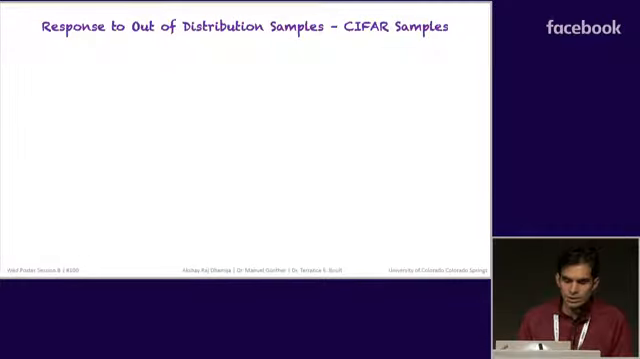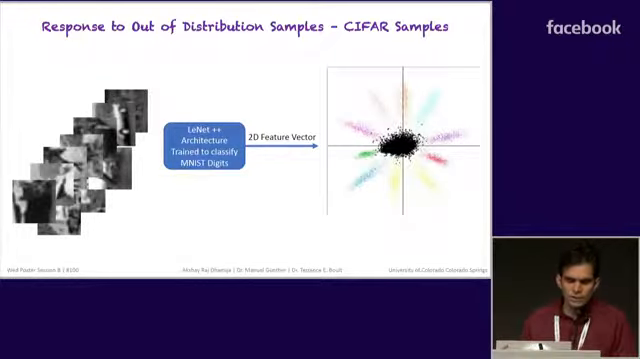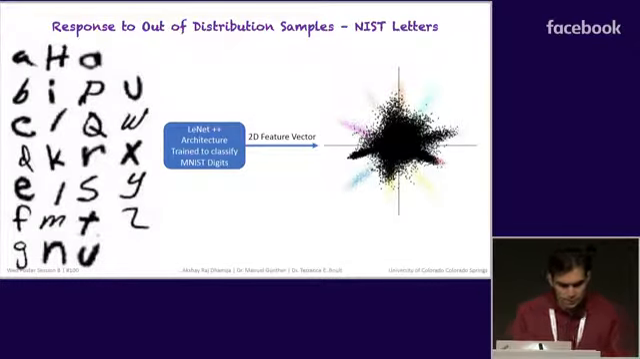Now let's consider the response of such a network to non-MNIST or out-of-distribution samples. Here we use the CIFAR samples and pass them through the network trained to only classify the MNIST digits. The black dots represent the CIFAR samples. Another example with the Roman letters. As seen, the knowns and the unknowns are inseparable in the deep feature space and hence also by softmax scores.